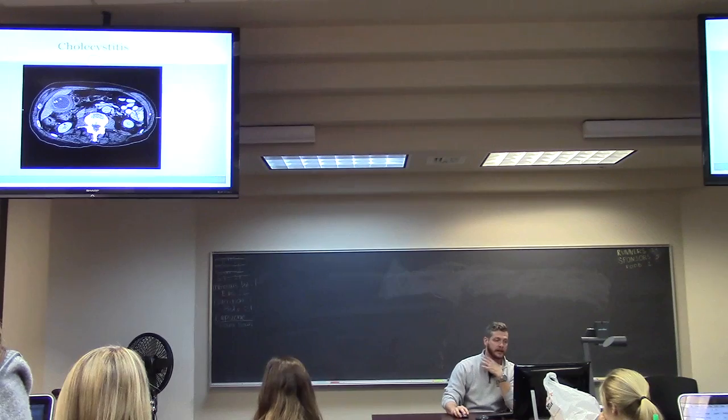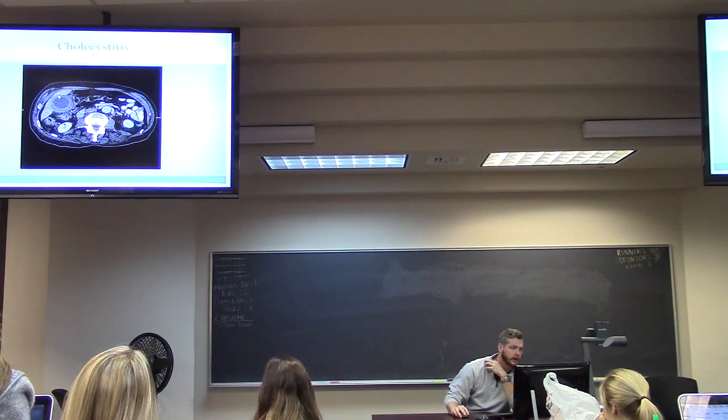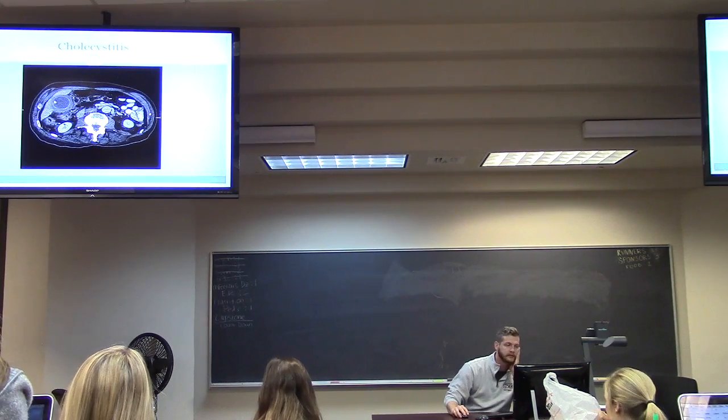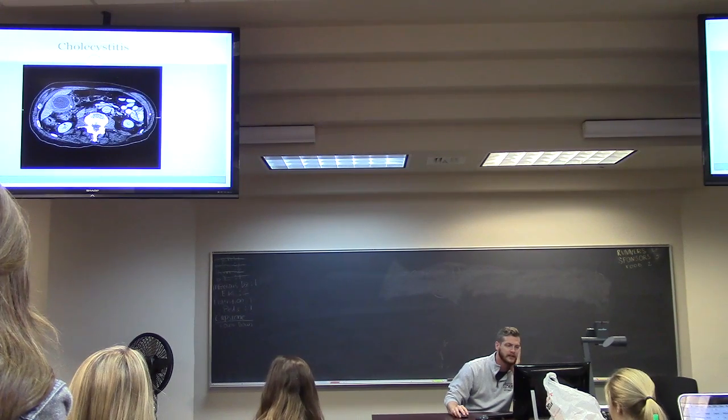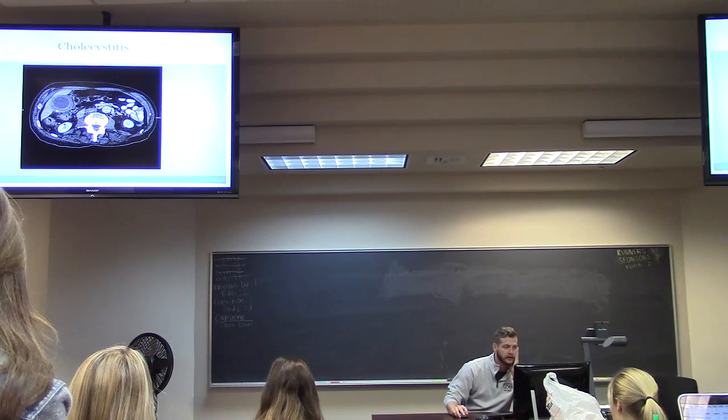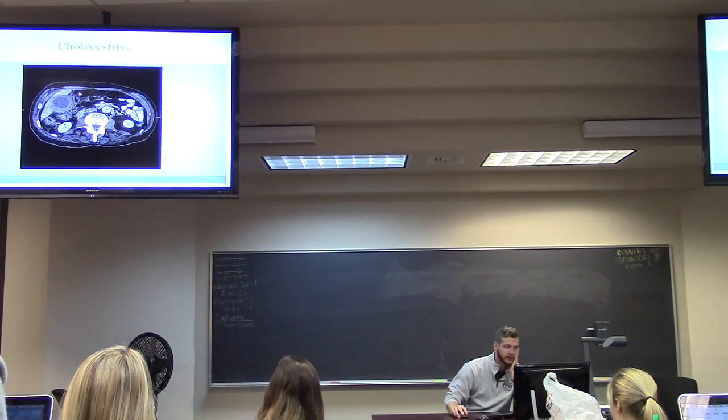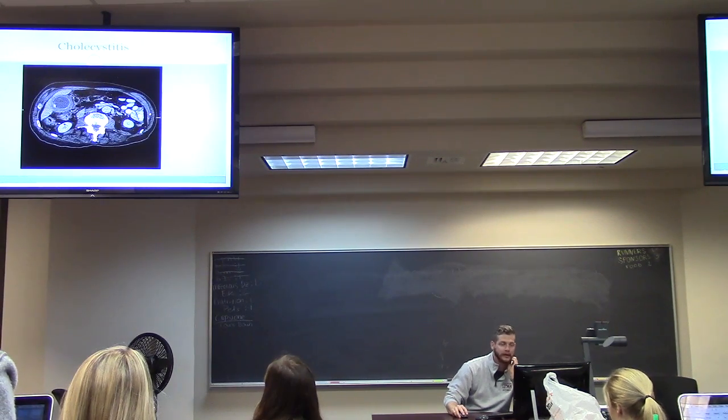Okay, so here's a CT. You can see a very big dilated gallbladder here, some cholecystic fluid, and all this kind of haziness here is stranding. Those are all signs of inflammation. I would say a blind person would be able to see that. Most people are going to be able to see that one right there.